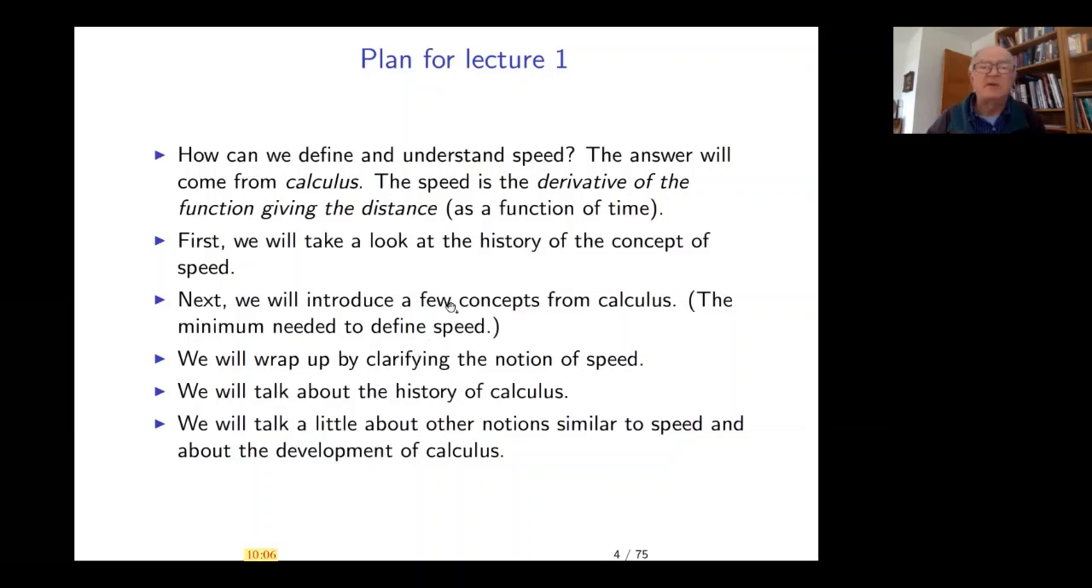Before reaching that point, we will look at the history. We will go through antiquity and then to Renaissance and see how people talked about speed. Then I will want to define in a very rudimentary way speed using calculus. For that we will need a few notions. I will try to make that as painless as I can. And then after we did that, I will talk about the amazing history of calculus, which started in around the 1700s and developed enormously today.